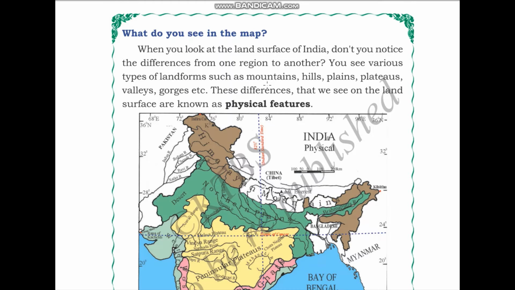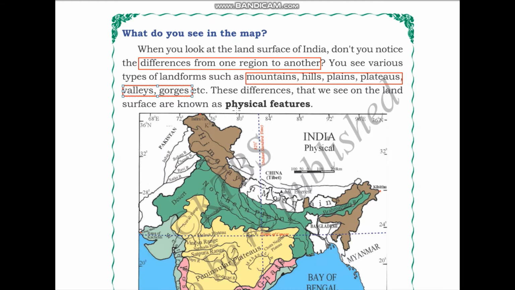What do you see in the map? When you look at the land surface of India, don't you notice the differences from one region to another? You see various types of landforms such as mountains, hills, plains, plateaus, valleys, and gorges, etc. These differences that we see on the land surface are known as physical features.